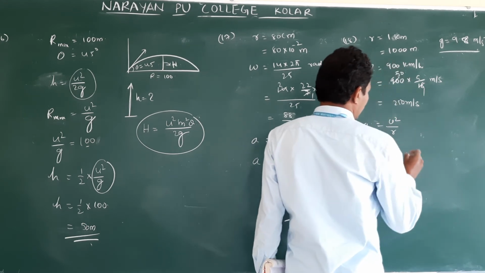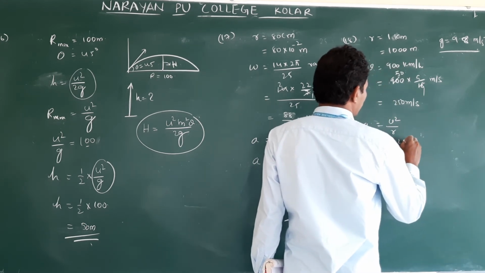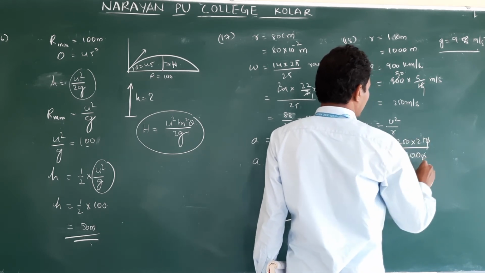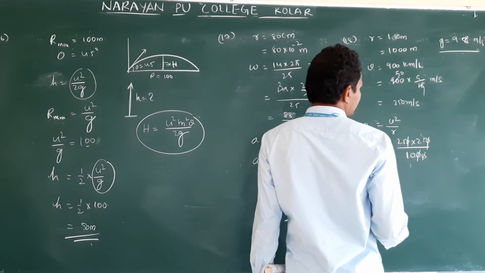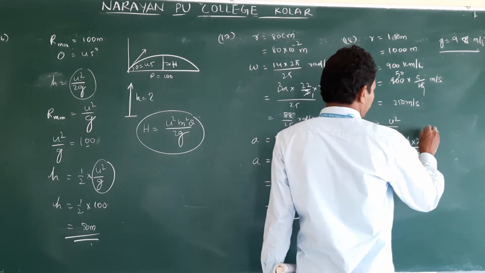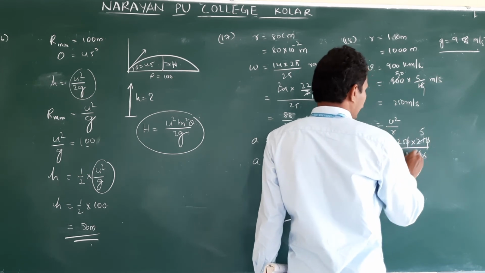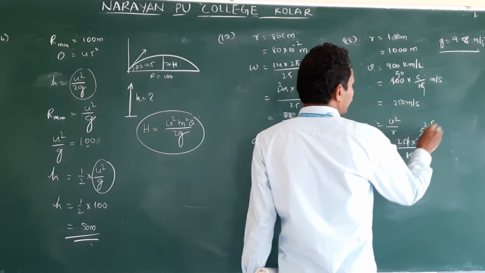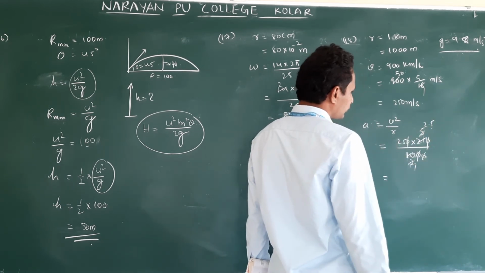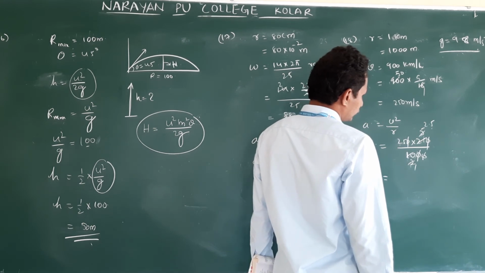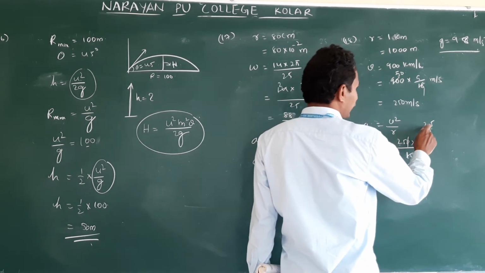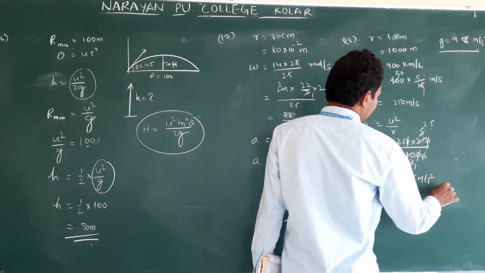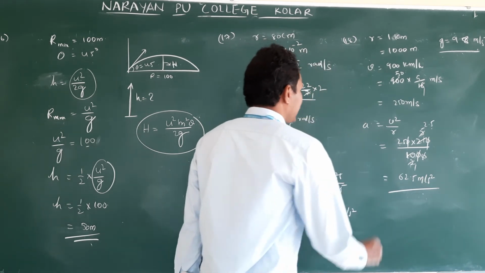250 into 250 by 1000. 100 cancel. Another 0 cancel. Then 5 5s, 5 2s, 2 1s, 2.5. 25 into 25, 625, but one decimal is there. Then this is 62.5 meter per second square. Then you find out how many times it is greater.